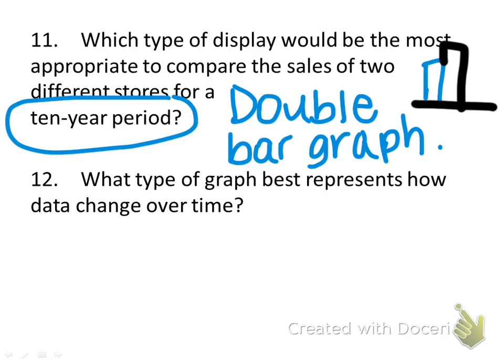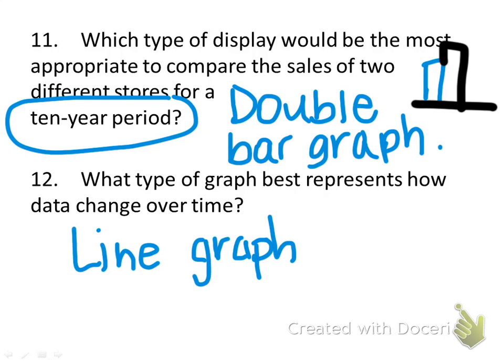Number 12, what type of graph best represents how data changes over time? Well, I was just talking about it. That would be a line graph, and we took notes on this. So you have this in your notes. The best type of graph that shows change over time is a line graph. Keyword, change over time.